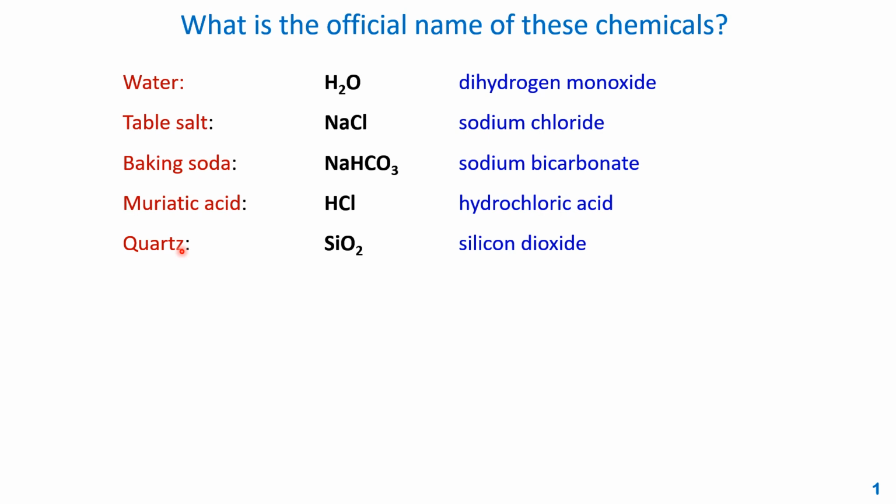Quartz is a common name of this silicon dioxide. Officially, it's called silicon dioxide. The formula is 1 silicon, 2 oxygen here. And it's a beautiful crystal. Another beautiful crystal is diamond. But the diamond actually is just a pure element of carbon.